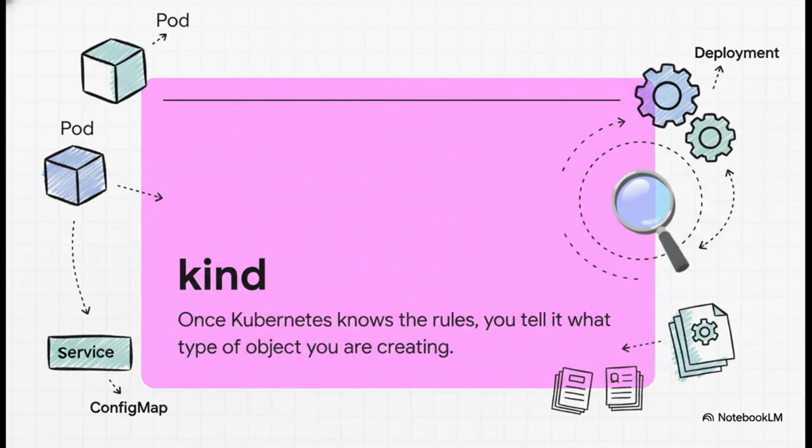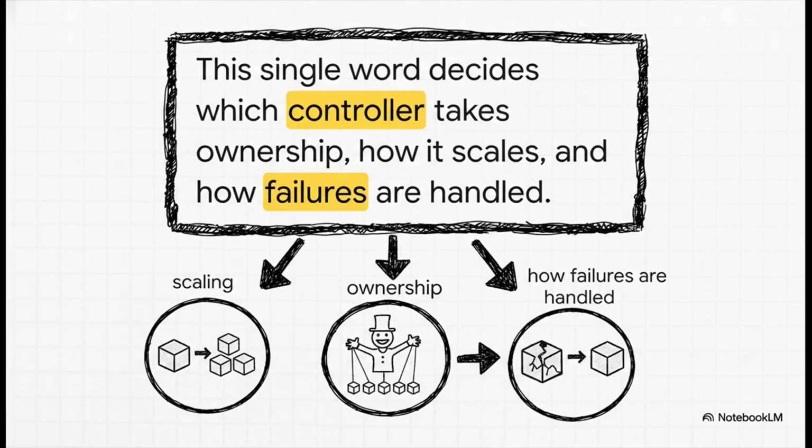Next up is K for kind. Okay, so Kubernetes knows the rules to follow. Now you have to tell it what it is you're actually trying to create. Is this a pod? Is it a deployment? A service? A config map? Now, don't let its simplicity fool you. This one field is incredibly powerful. The kind you choose determines which controller inside the Kubernetes cluster is going to be responsible for it. And that, in turn, dictates its entire behavior, how it scales, how it heals itself, the whole shebang.